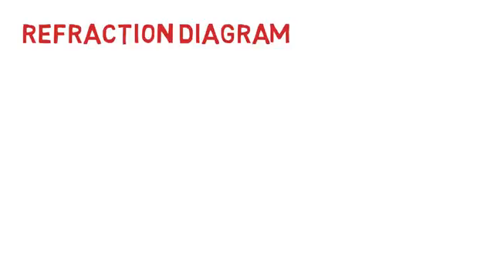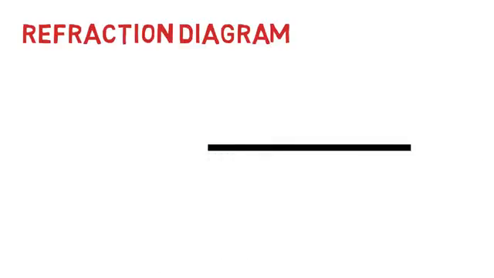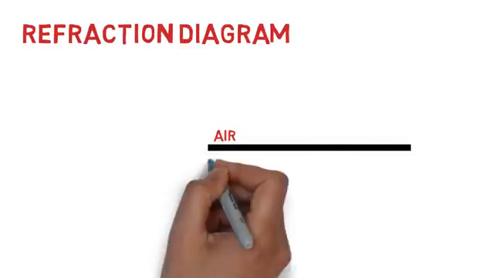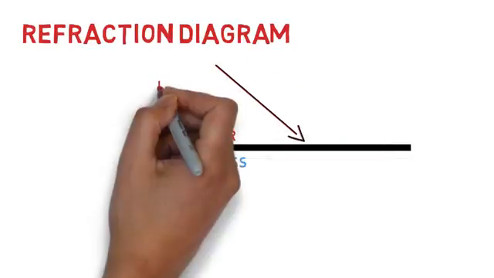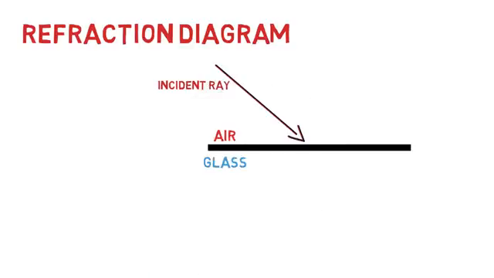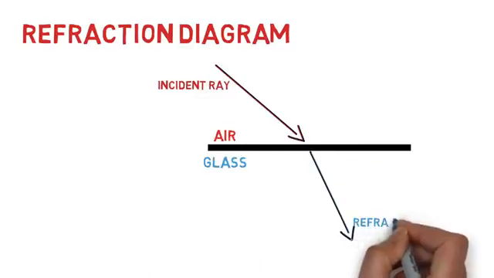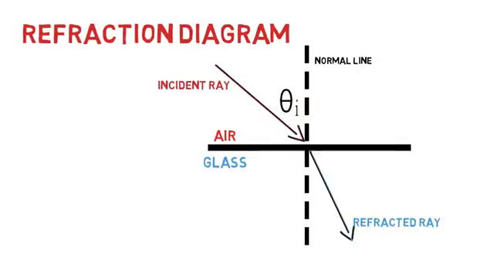Refraction, or the bending of a light wave, occurs when the light wave crosses a boundary into a new medium. In this diagram, for example, we have a boundary between air and glass. Approaching the boundary, we have an initial light ray, known as the incident ray, that upon passing the boundary changes direction and is now known as a refracted ray. Once again, at the point of incidence, a perpendicular normal line can be drawn, which creates an angle of incidence and an angle of refraction.